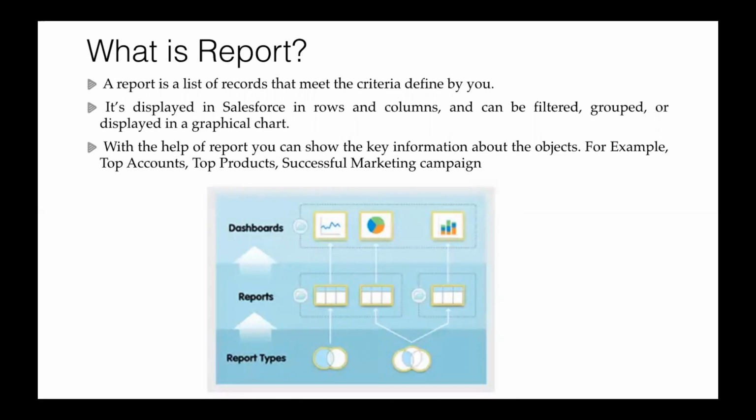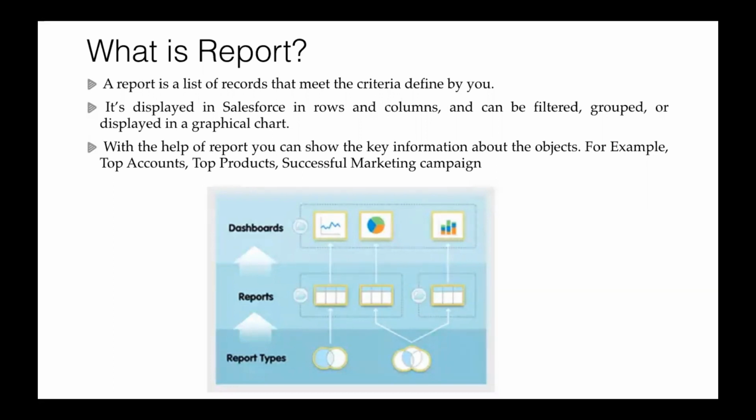So we need a report to get the complete picture of particular objects. If you take an example of the opportunity object, we can simply go and click a record to know the information about an opportunity. But what if a user wants to know the key information about the opportunities they are dealing with? Let's say they want to see the opportunities that are going to close in the next 7 days.